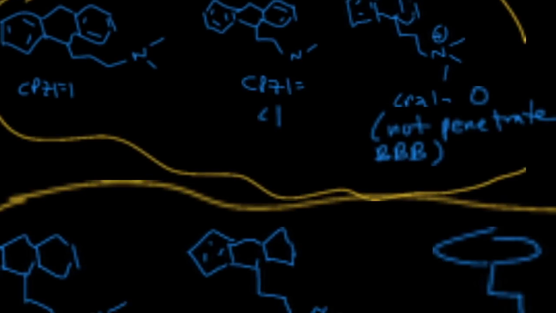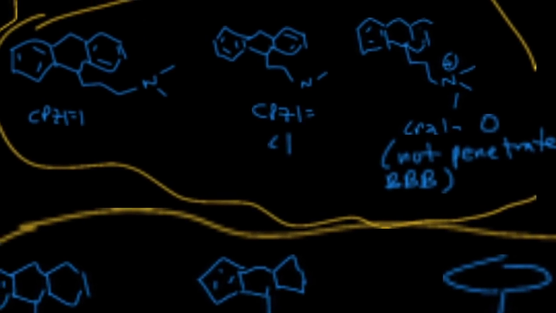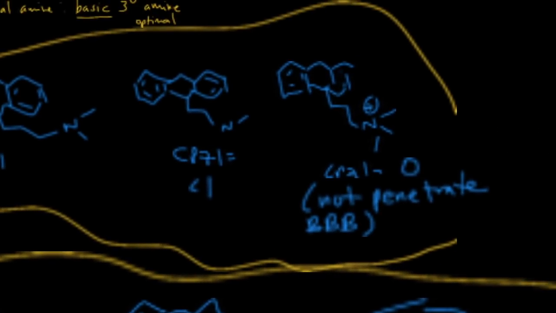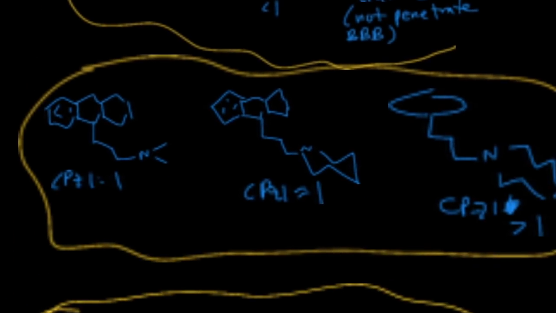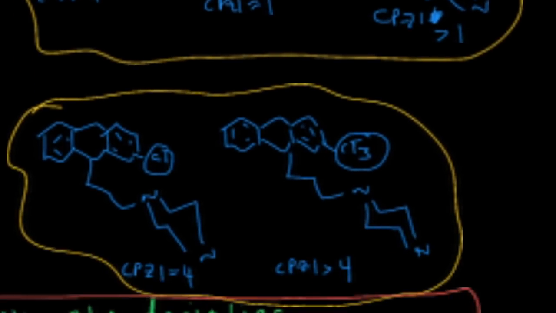Remember, you have to have a tertiary amine, because quaternary amines or charged amines cannot penetrate the blood-brain barrier. You have to have a tertiary or less amine. Anything without a positive charge.